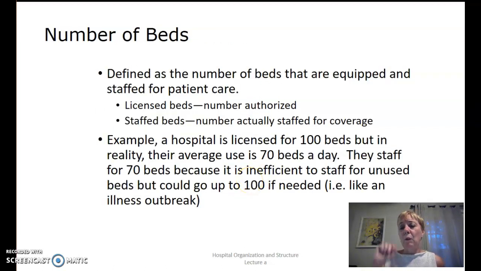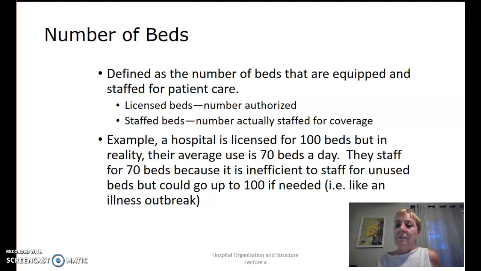Number of beds, well, they define it as the number of beds that are equipped and staffed for patient care. So a healthcare facility can have licensed beds. For example, it might be a 100-bed licensed facility. That's the number they are authorized to have. But they also have staffed beds, and that's the actual number of beds that are staffed for coverage. So for example, a hospital is licensed for 100 beds, but in reality, maybe they only use 70 beds a day, but they have 30 extra in case of a healthcare crisis.